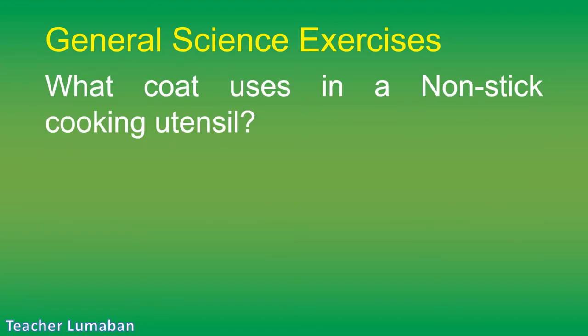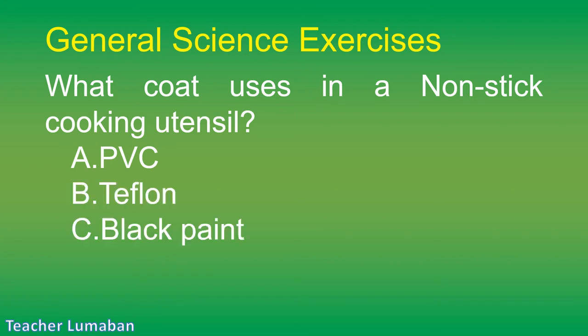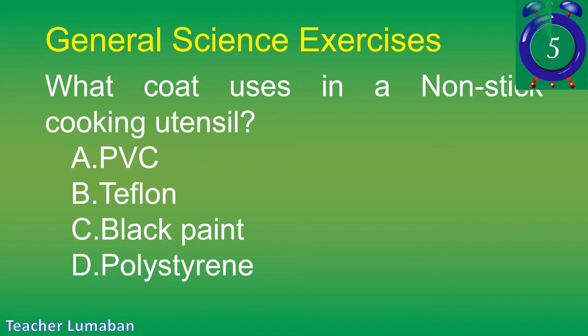What coat is used in a non-stick cooking utensil? Letter A, PVC. Letter B, Teflon. Letter C, black paint. Letter D, polystyrene. Choose the suitable answer to the following choices in 5 seconds. 5, 4, 3, 2, 1.